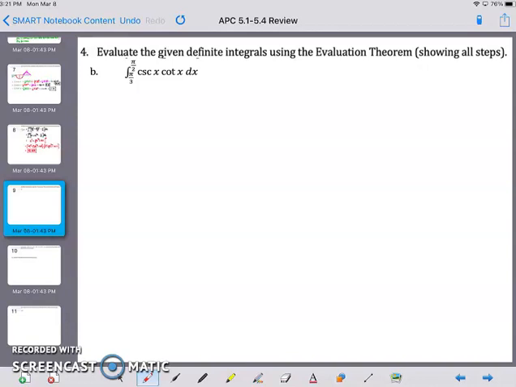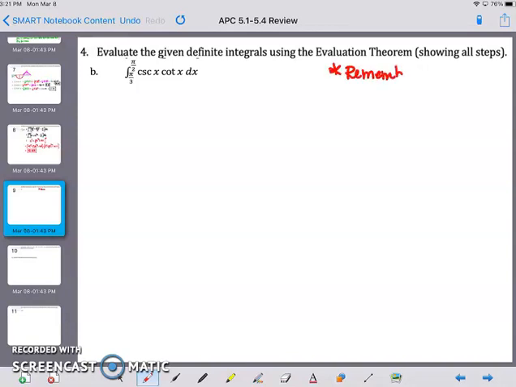For letter B, we are asked to do the same thing: evaluate the definite integral using the evaluation theorem, showing all steps. Okay, now at first this looks a little intimidating because we are doing the integral from pi over 3 to pi over 2 of cosecant x times cotangent x. However, that's almost a known derivative. So I'm going to put a little note here.